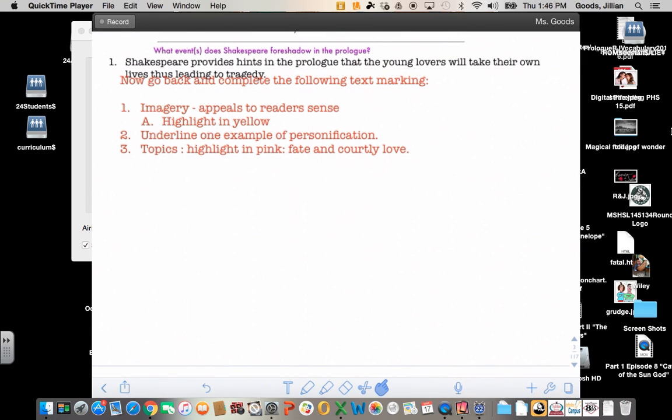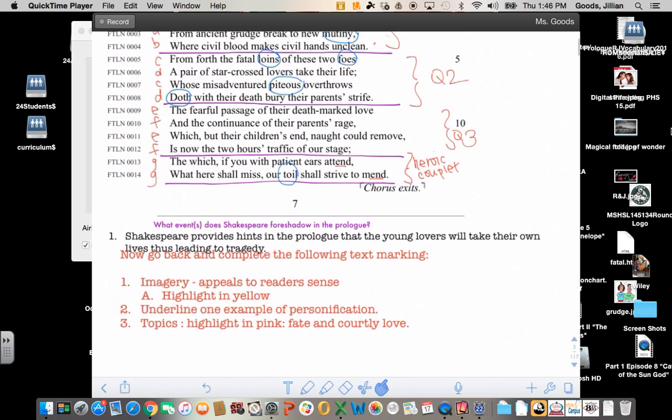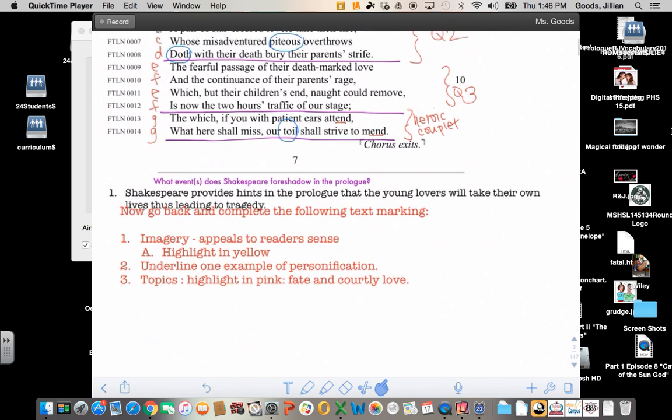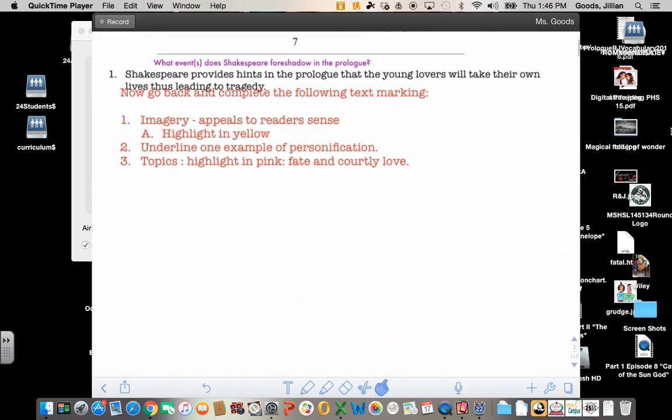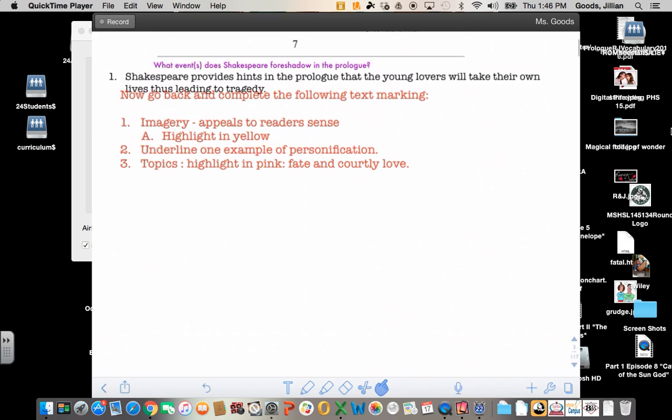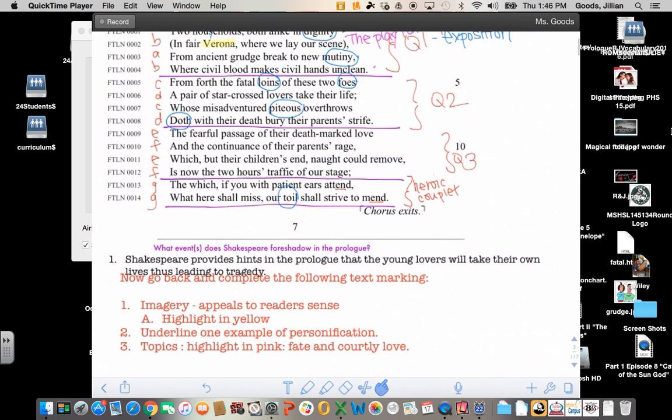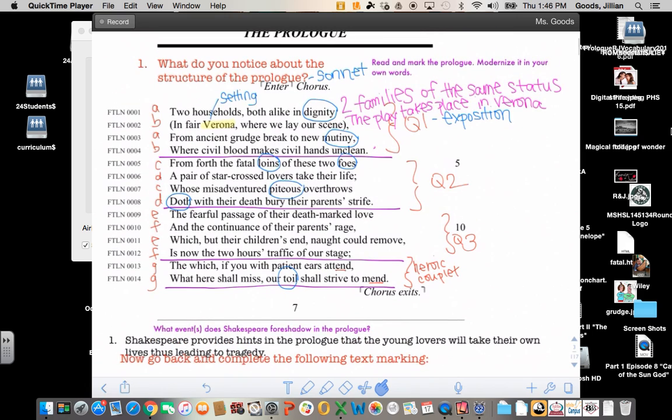All right, lastly, with this prologue, I want to look back up and talk about some of the imagery that you found, some of the examples of figurative language, as well as the topics that we're tracking. So the first thing I asked you to do was to locate imagery, something that appeals to your senses, and highlight that in yellow. So I'm going to change my highlighter to yellow, and I want to hear from some of you.